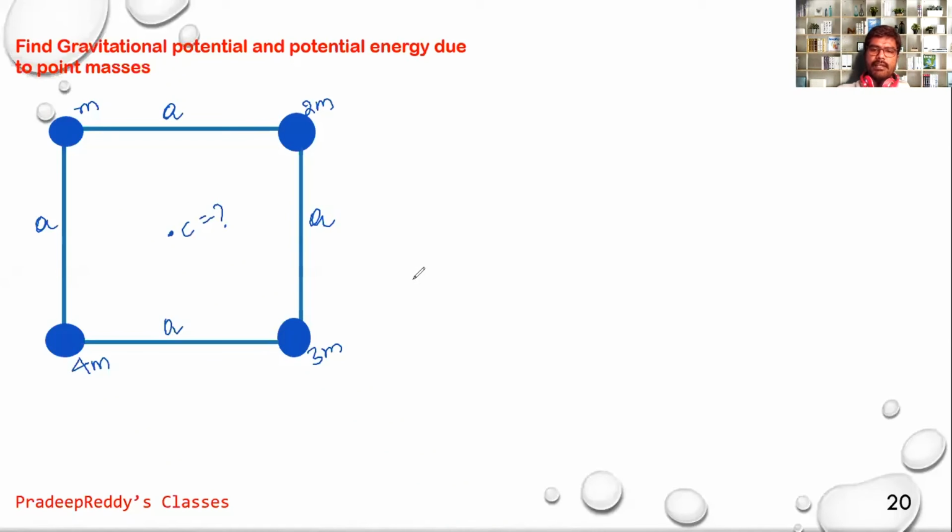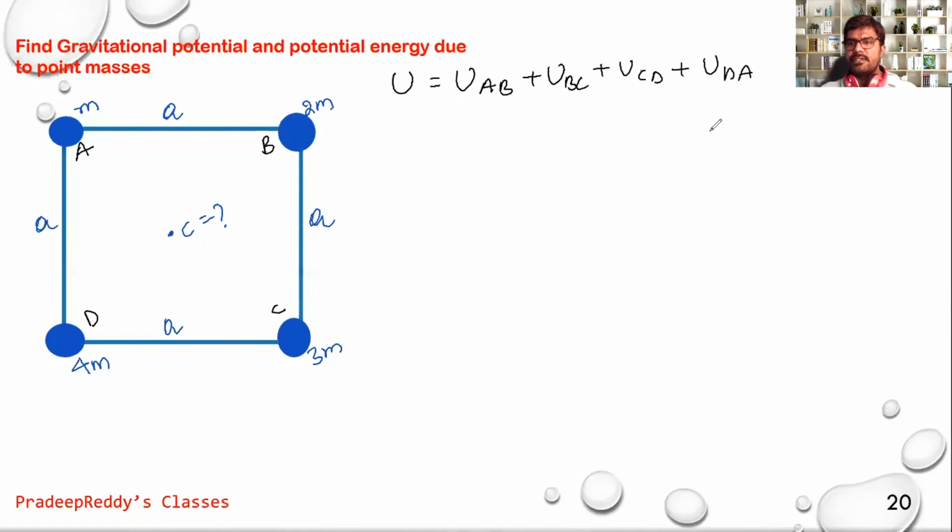So when we are calculating gravitational potential energy, it is the gravitational potential energy between these masses. Let me name them A, B, C and D. It is potential energy due to AB mass, potential energy due to BC, potential energy due to CD, potential energy due to DA. Calculating gravitational potential energy is very simple. You will directly add them because they are scalar quantities.